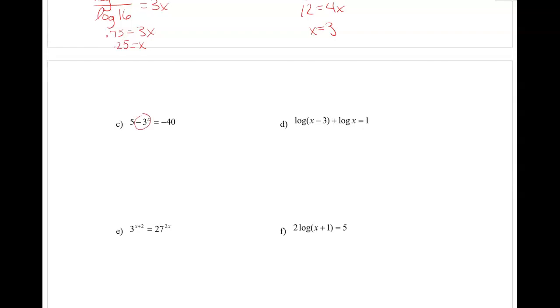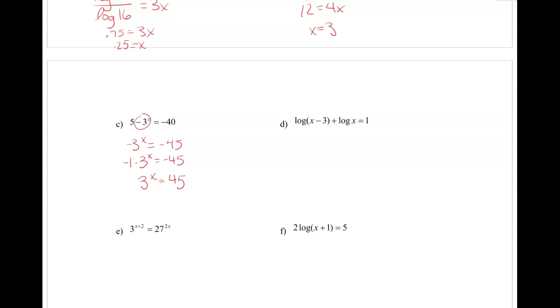So what's attached to it is what I need to get rid of. So I need to subtract that 5 over. So I should get negative 3 to the x is equal to negative 45. Alright. And then I don't like negatives out in front. So technically what I've got sitting here is negative 1 times 3 to the x equals negative 45. So I'm going to divide off that negative 1 as well, which will just change my signs basically. So I've got 3 to the x equals 45.